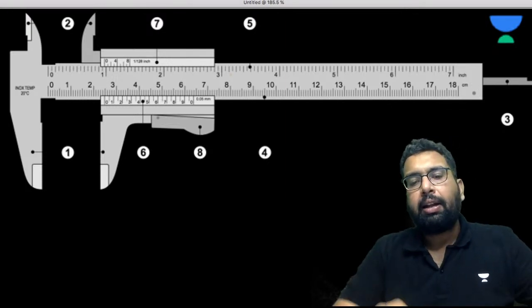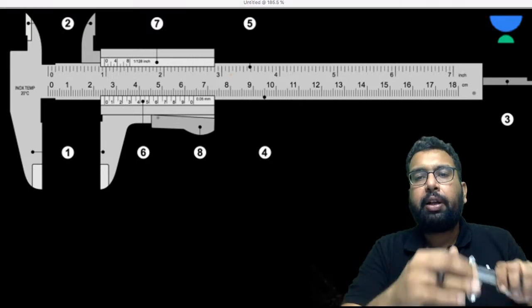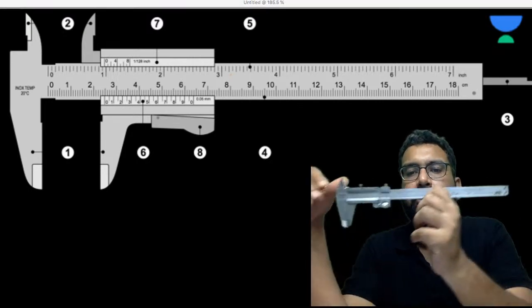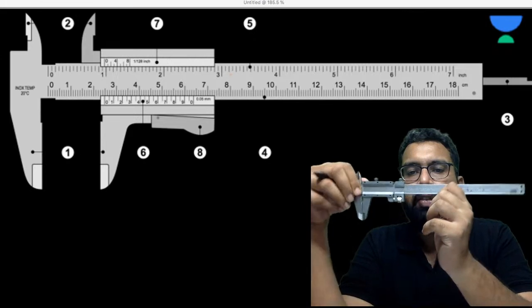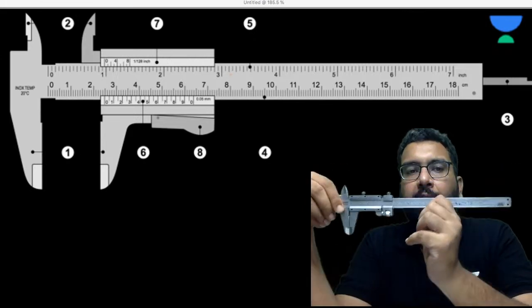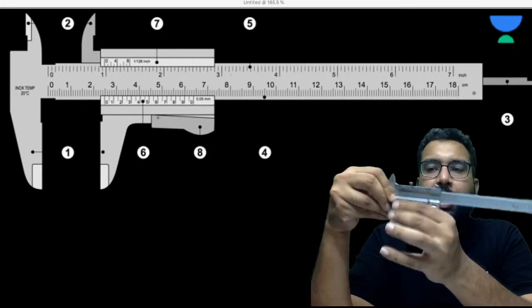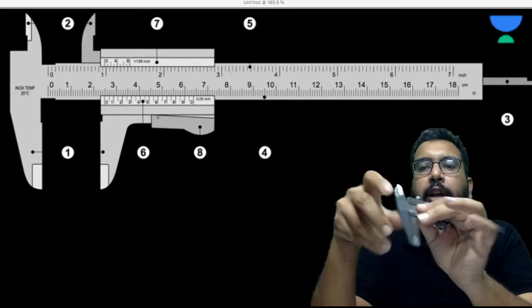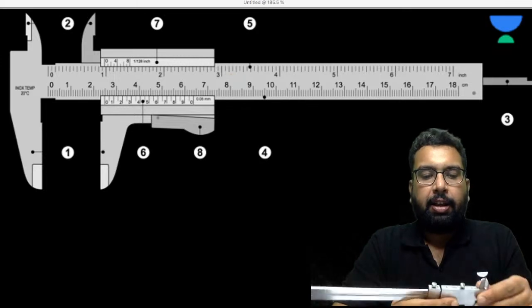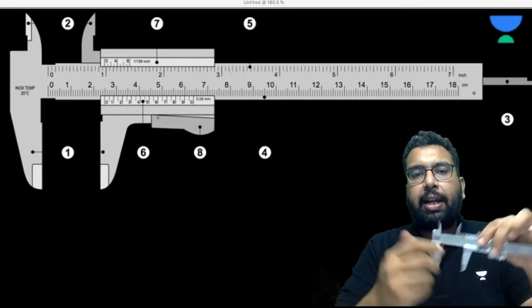And now try to compare this with the original Vernier caliper I am having with me today. Now looking quite the same, no? Looking quite the same. So you can move it like this. Yeah, so you can move it like this.